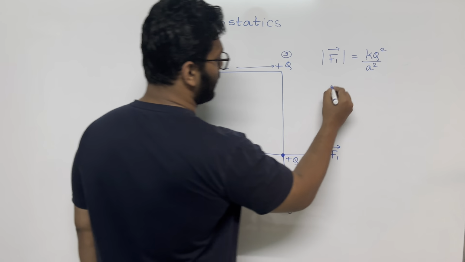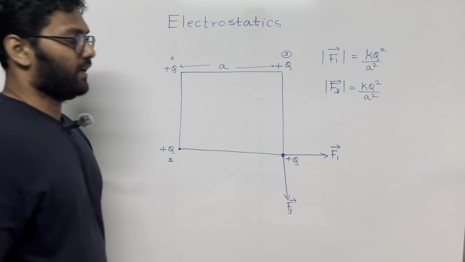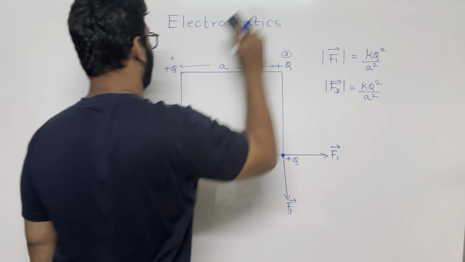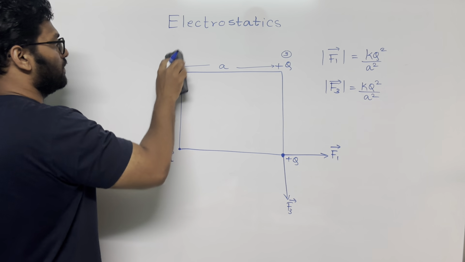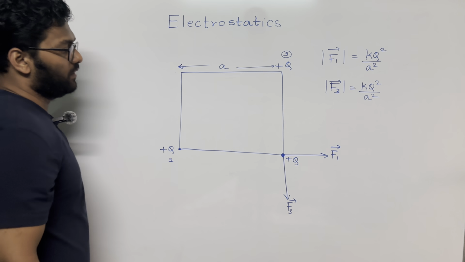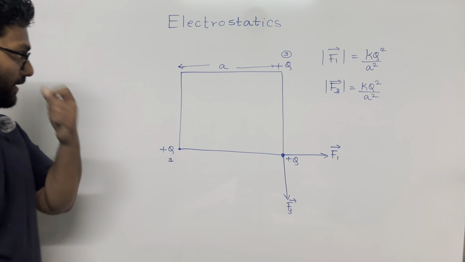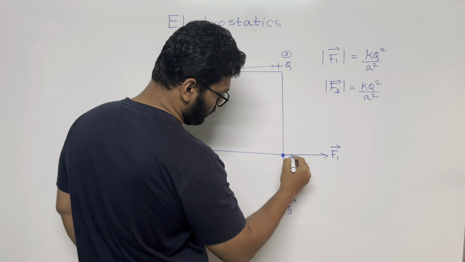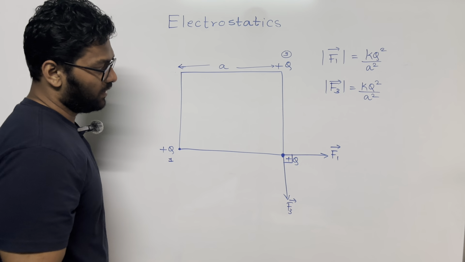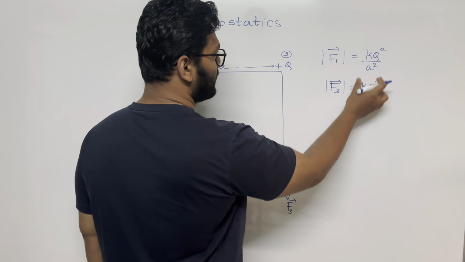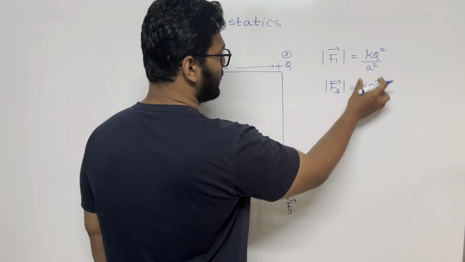In case this charge was not there, then these would be the only forces acting. For simplicity, let's assume this charge was not there. What would be the net force? Let's look at that case. Now these two forces are at an angle of 90 degrees and both are equal in magnitude, kq square by a square. Let's call this small f. Both are of the same magnitude and at 90 degrees.